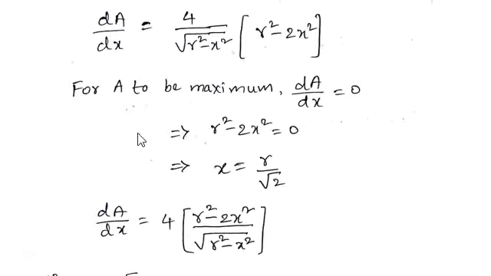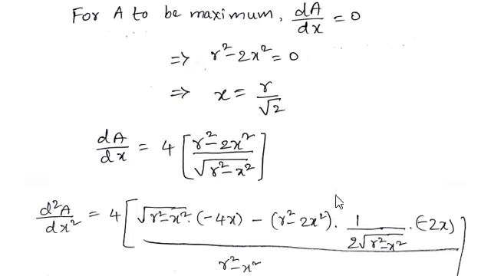So once again, if you write dA by dx here, it is r square minus 2x square by under root of r square minus x square. Once again you are differentiating this with respect to x, so it is d square A by dx square. Since this is in the form of u by v, we know the differentiation of u by v is v into differentiation of u minus u into differentiation of v, by v square. So if you see, this is u, numerator, and v, denominator.